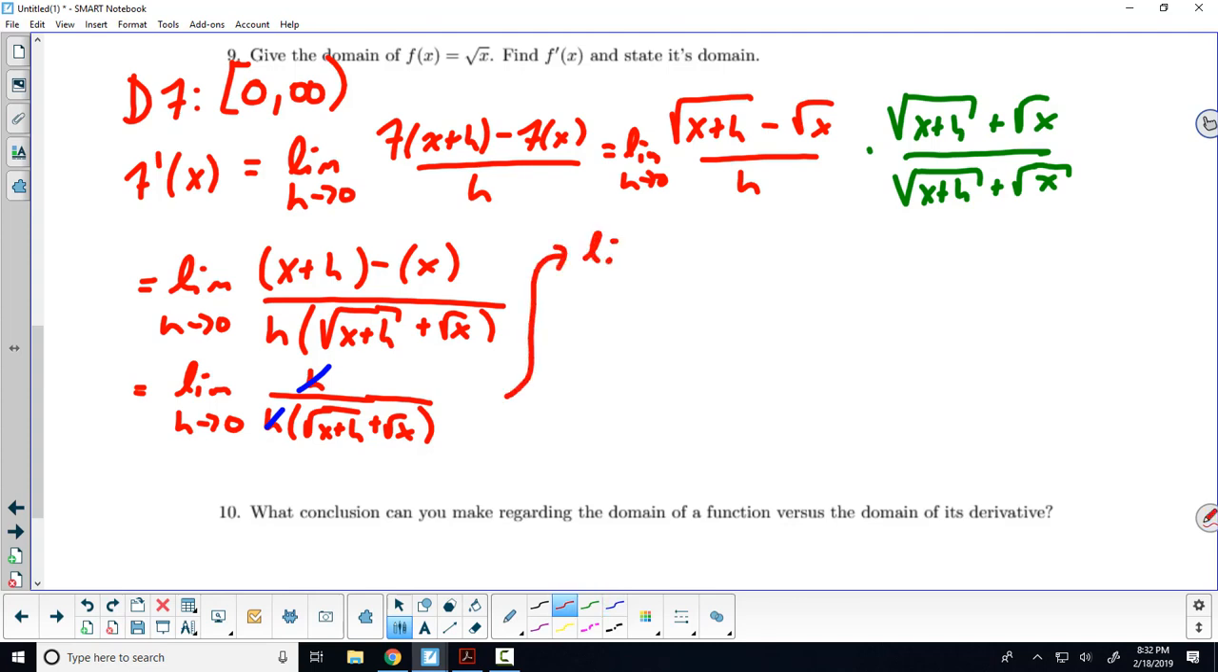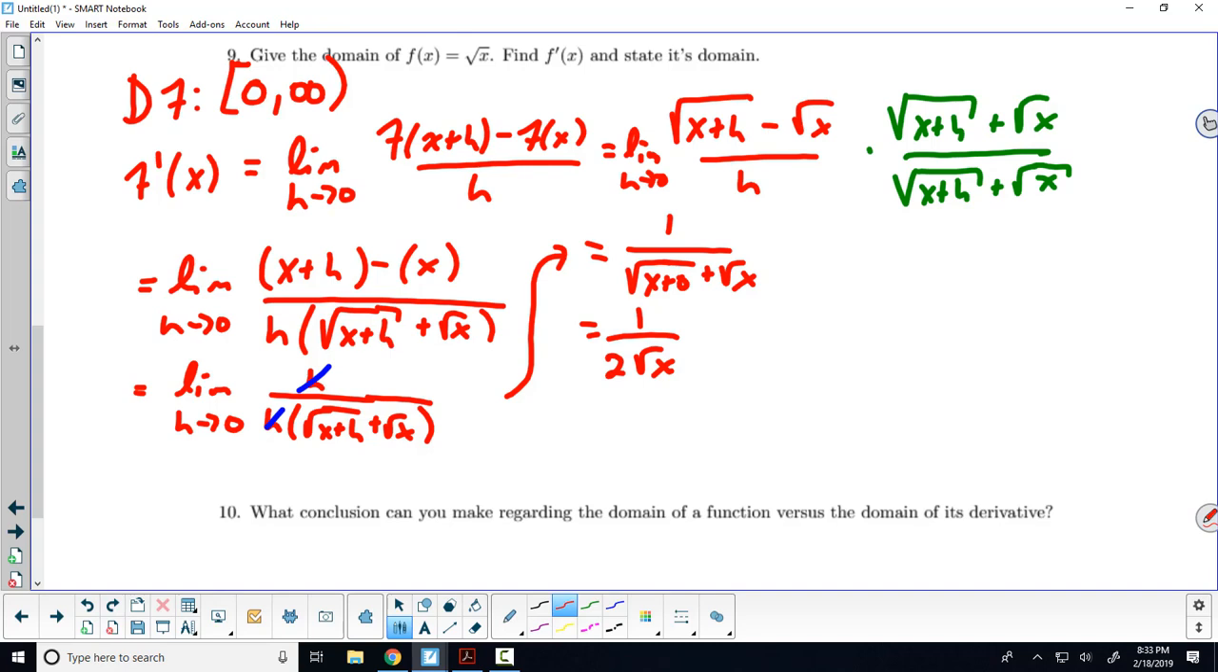So at long last, we're left with the limit as h approaches 0. I'm just going to evaluate it, folks. You get the point? 1 over the square root of x plus 0 plus the square root of x, which gives us 1 over 2 radical x.